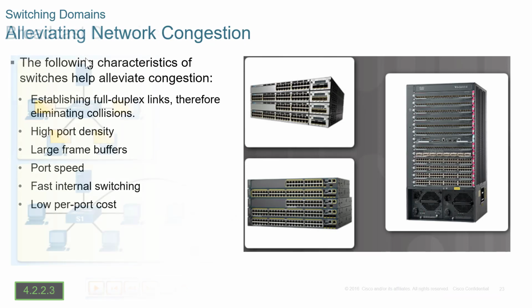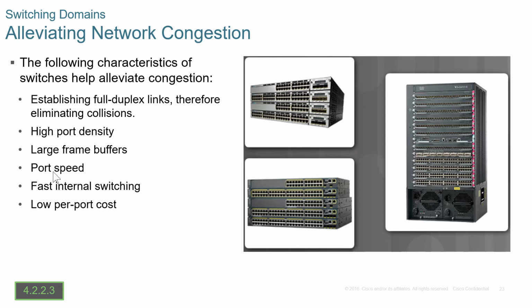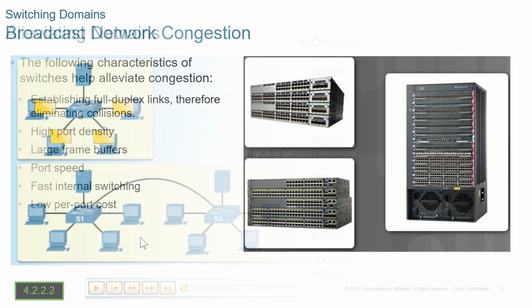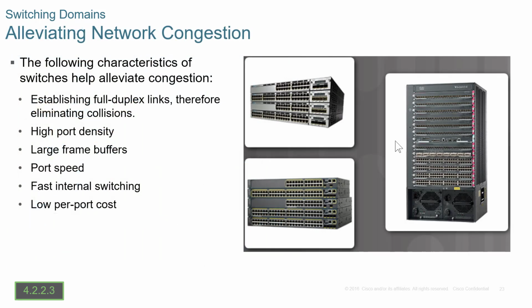Oops, I've lost my slide. So all these things, having high capacity on your switches, high port speed, large frame buffers, fast internal switching, those all will help alleviate network congestion. But if you're making your broadcast domains too large, you're generating a lot of traffic on your network, and that will be a problem regardless of these issues. Full duplex with switches, that's what everybody does now.